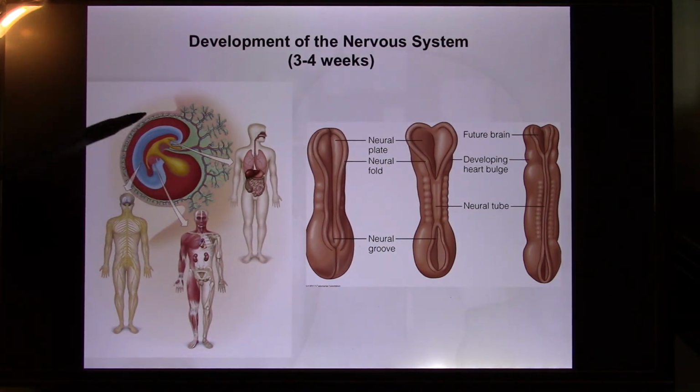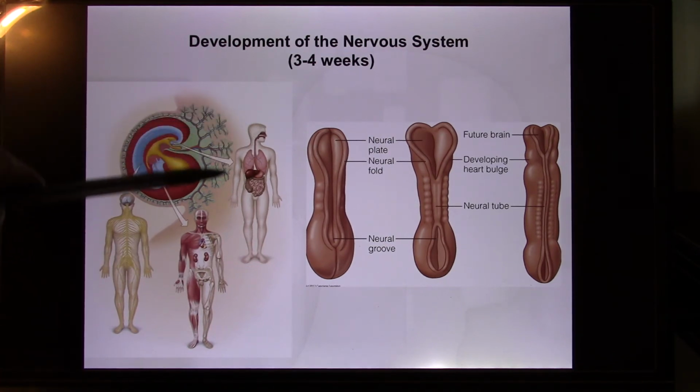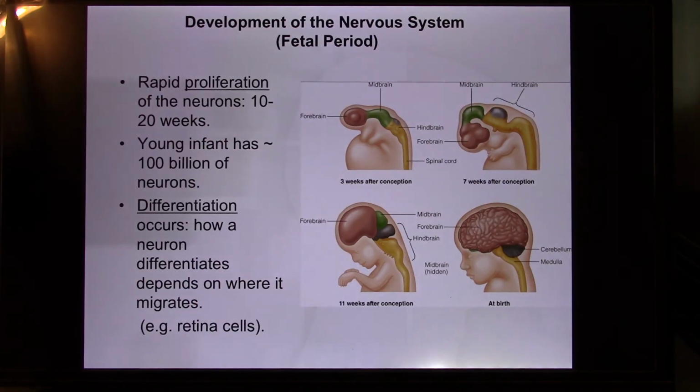And the placenta has 3 layers. One layer is for the nervous system, the second layer is for the muscle and the cardiovascular system, and the third layer is for the whole digestive system, the GI tract. Let's focus on the nervous system.